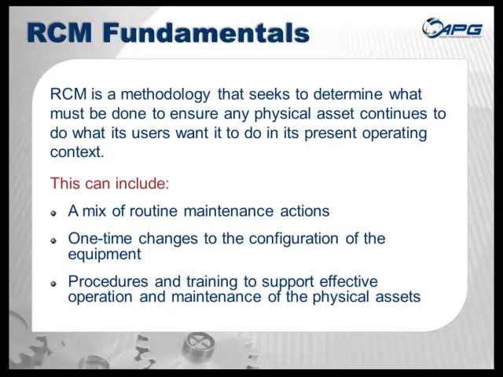They could also be policy changes in how the equipment is operated or what its expectations need to be based on its current design. And then lastly, we also often see procedural changes, ways in which people interact with equipment, be they operators or maintainers, and improvements to those procedures to eliminate or alleviate some of the failed conditions, along with training to support effective operation and maintenance of those physical assets, the actual improved capability of people. So those are the three primary outputs.